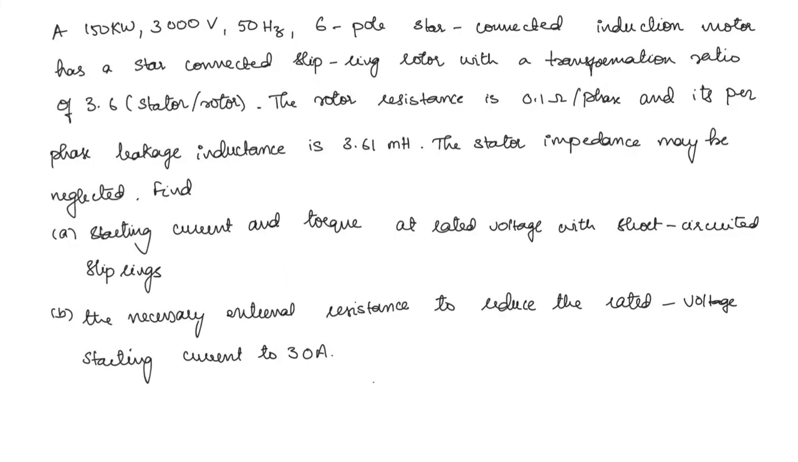Let us now do a few problems. A 150 kilowatt, 3000 volt, 50 Hz, 6 pole star connected induction motor has a star connected slip ring rotor with a transformation ratio of 3.6 stator by rotor ratio. The rotor resistance is 0.1 ohm per phase and its per phase leakage inductance is 3.61 millihenry. The stator impedance may be neglected. Find the starting current and torque at rated voltage with short circuited slip rings.